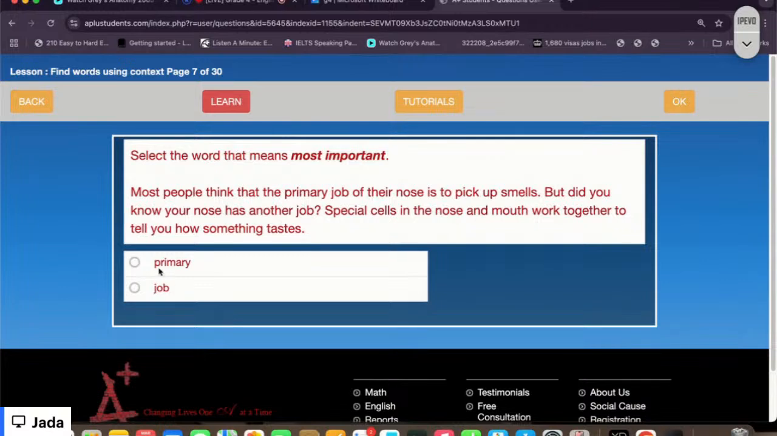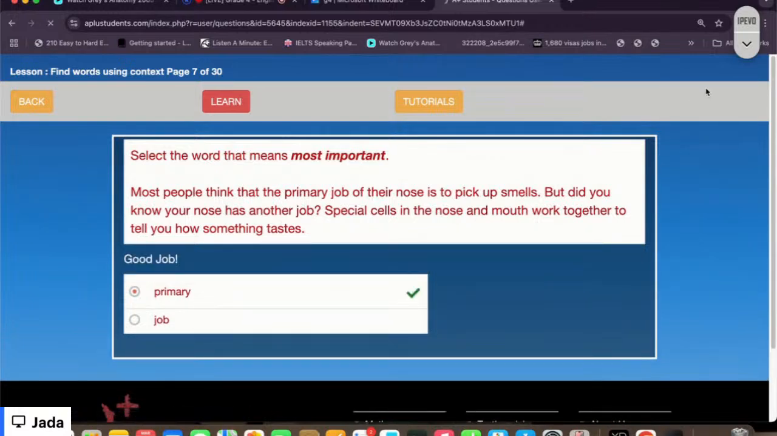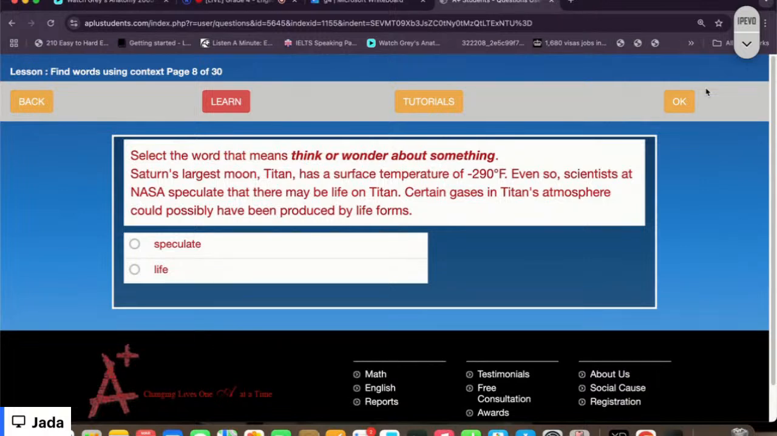So, primary, most important. Okay. So, think or wonder about something. So, Saturn's largest moon, Titan, has a surface temperature of minus 290 degrees Fahrenheit. Even so, scientists at NASA speculate that there may be life on Titan. Certain gases in Titan's atmosphere could possibly have been produced by life forms. So think or wonder about something. Is it speculate or life?